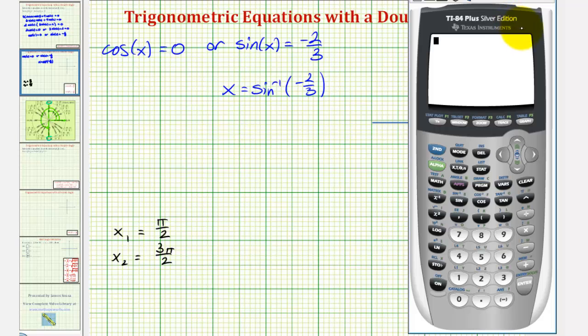We first want to verify we are in radian mode, so we'll press the mode key. Notice how we are in radian mode, so we'll go back to the home screen, and now we'll press second sine for inverse sine, and then negative 2 divided by 3, close parenthesis, and enter. Notice how this is giving us an angle that is outside our interval, but we can still use this to help us find our solutions. So let's go ahead and write this down. X is approximately negative 0.7297.